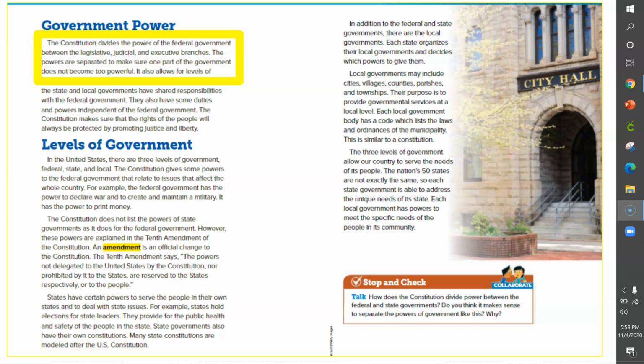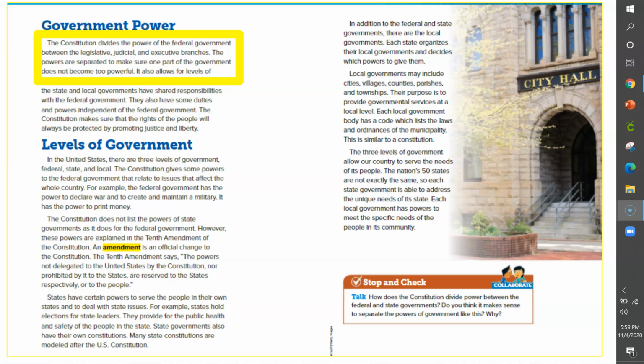In the United States, the state and local governments have shared responsibilities with the federal government. They also have some duties and powers independent of the federal government or separated from the federal government. The Constitution makes sure that the rights of the people will always be protected by promoting justice and liberty.